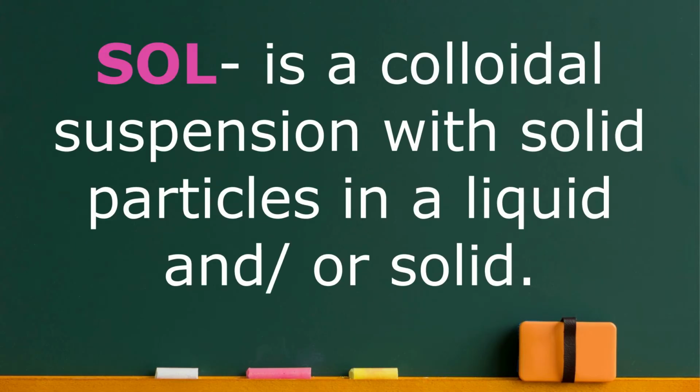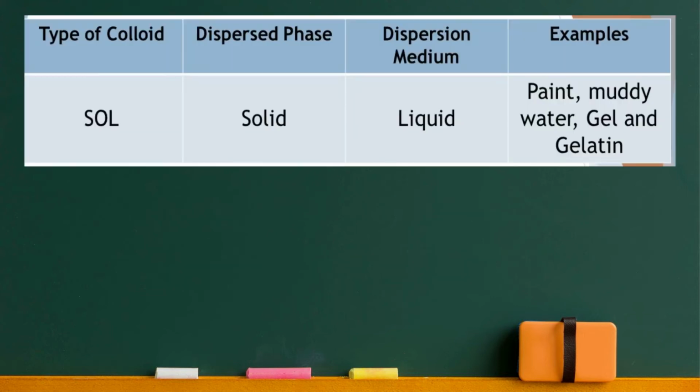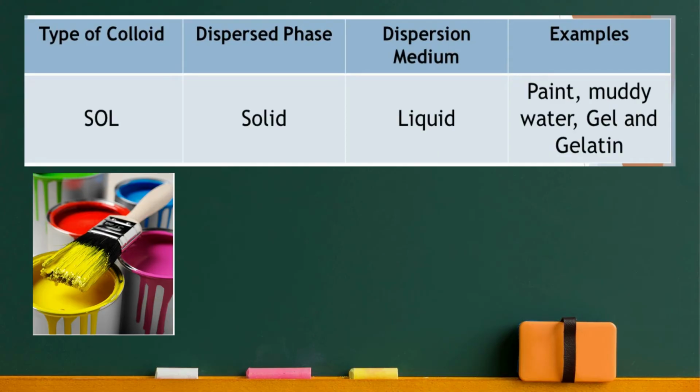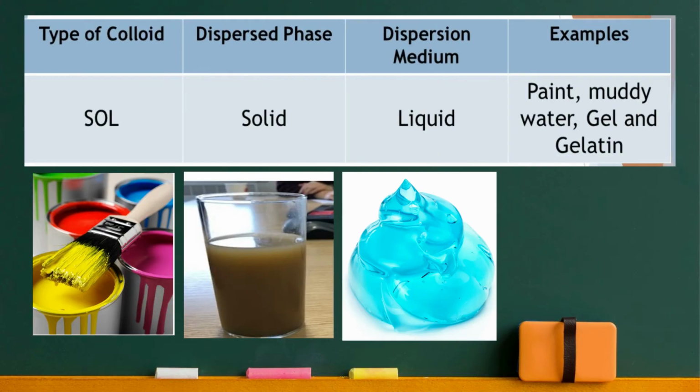Sol is a colloidal suspension with solid particles in a liquid and or solid. Type of colloid: sol. Dispersed phase is solid, dispersion medium is liquid. Examples: paint, muddy water, gel, and gelatin.